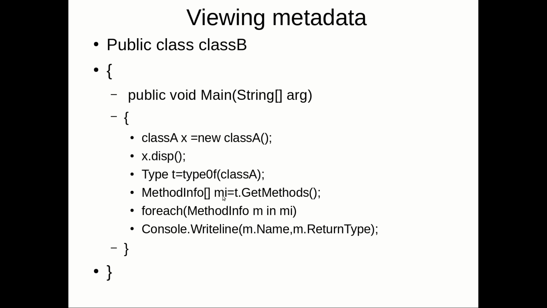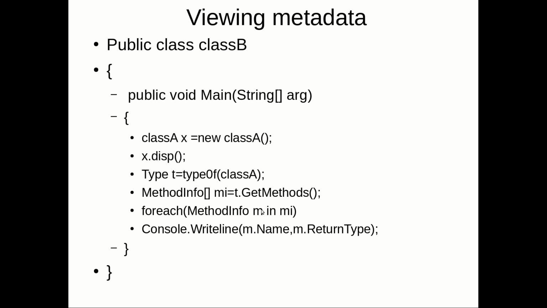What are we going to use this mi for? Mi is used for storing the information about the methods. How do you get the methods? I can invoke the GetMethods method of the data type T. So all the methods available in this particular class will be accessed and stored in an array of objects called mi. Then what do I do? As usual, I use the foreach loop, and inside the foreach loop I am going to access the methods one by one.